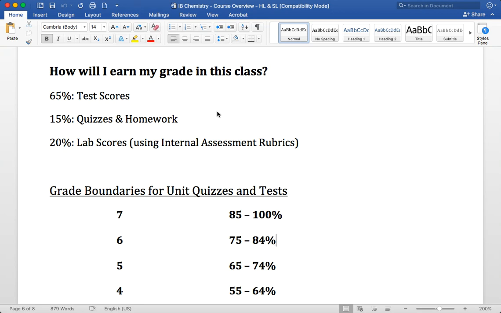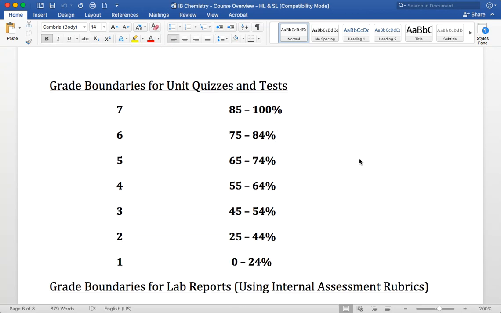You'll get small amounts of points for completing homework assignments. So that will give you 15% of your score, which is enough to sort of bump you one way or the other if you're on the edge of a grade boundary. 20% of your grade will come from lab scores using internal assessment rubrics, which is the same percentage that it's given by the IB. So there are grade boundaries for your quizzes and tests to determine which IB grade level you're going to fall into.